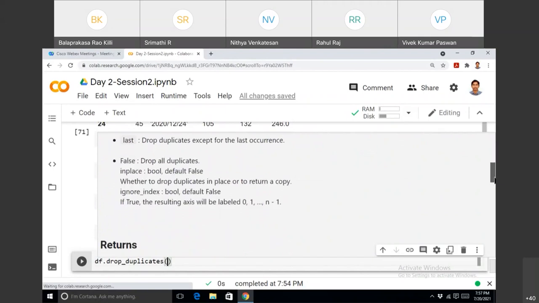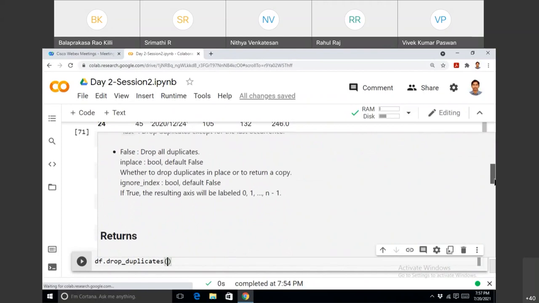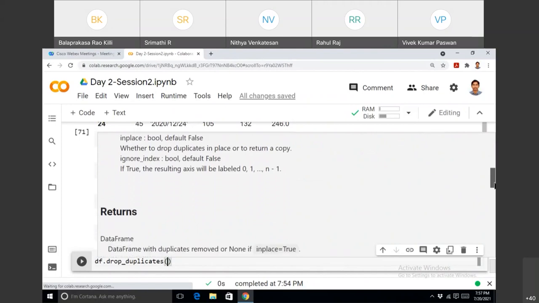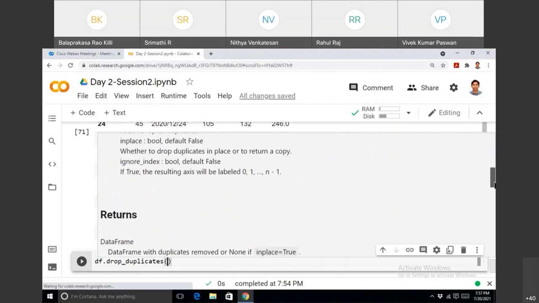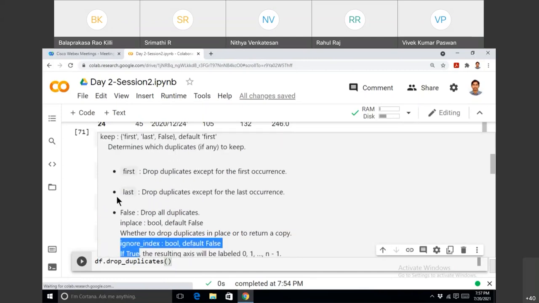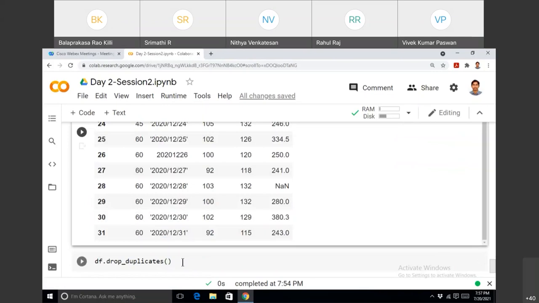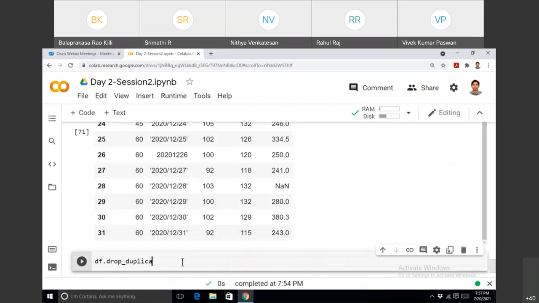Okay, sir, I will explore that. You see here, ignore_index. By default it is False. If you give True, then the resulting axis will be labeled as 0, 1, 2, and so on. I hope this one will work. Yes, sir. Okay, because it is difficult to remember all the options.